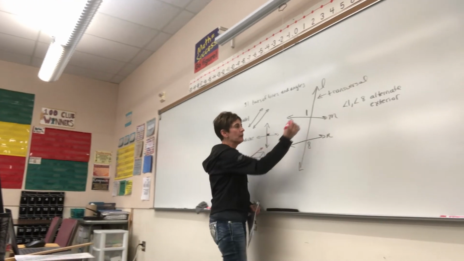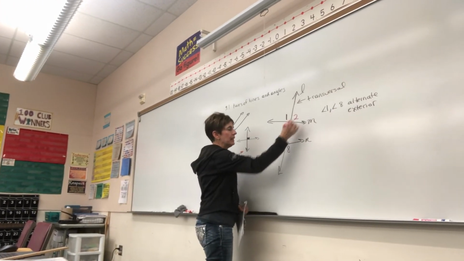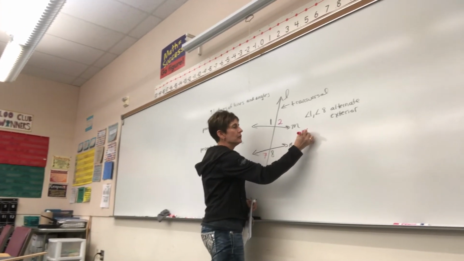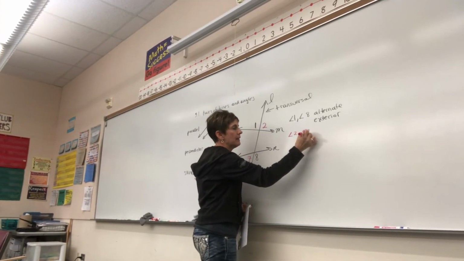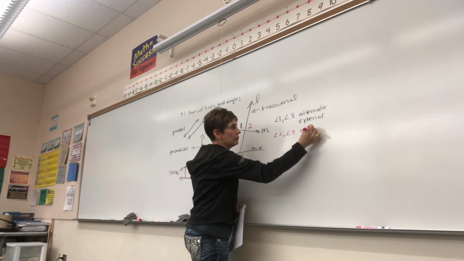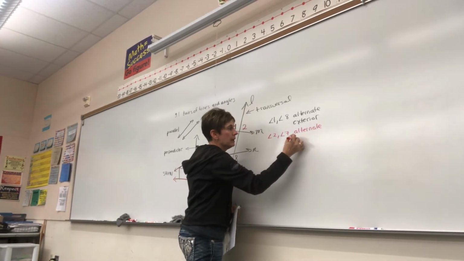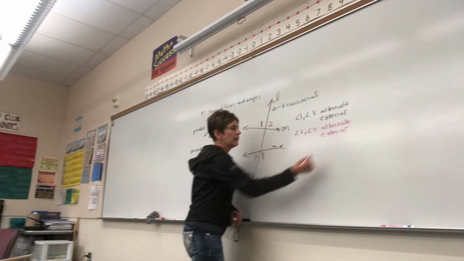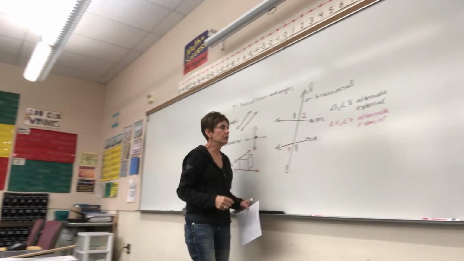The other pair of alternate exteriors would be angles 2 and 7 here. So angles 2 and 7 are also alternate exterior. They are on opposite sides of the transversal and they are outside the two lines.